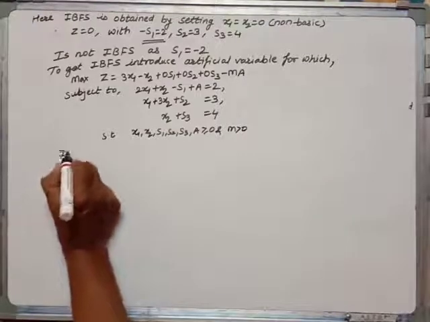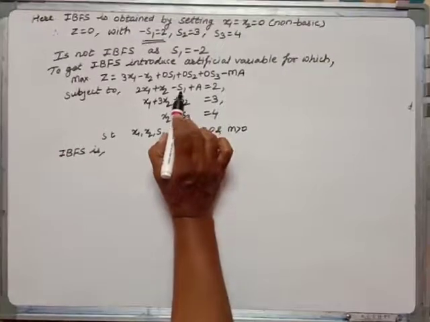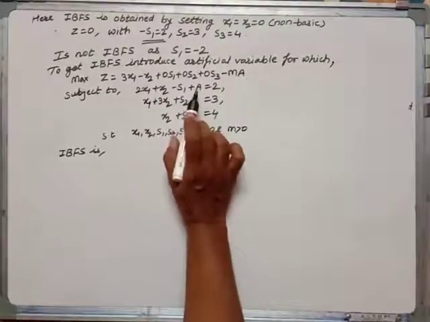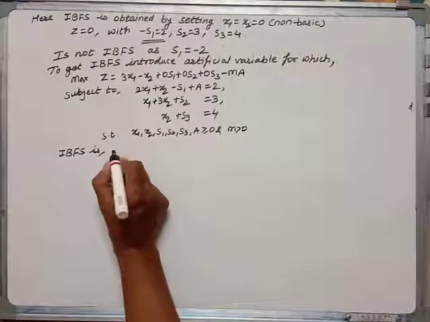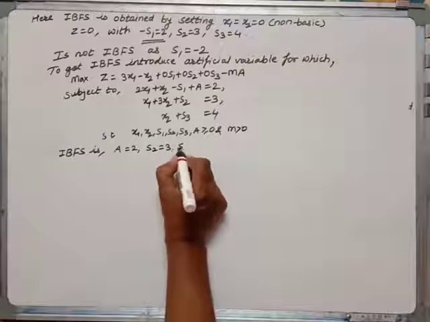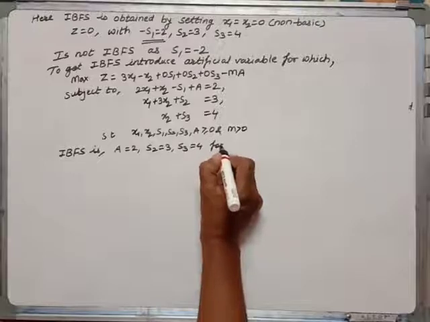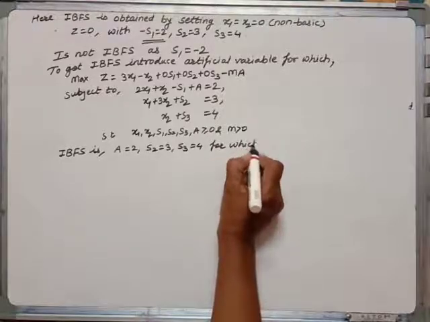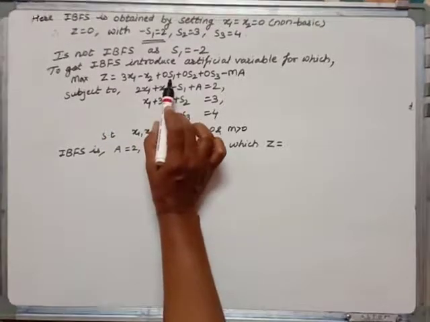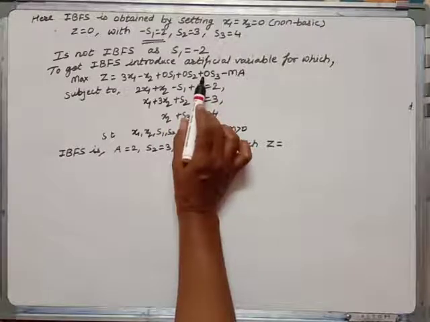Therefore, the initial basic feasible solution is, now we take this s1 also 0 here. So x1, x2, s1 will become non-basic. Now this A will become basic. So IBFS is A equal to 2, s2 equal to 3, s3 equal to 4, for which what is z? Look at z. x1 is 0, x2 is 0, s1 is 0, whatever s2 but the coefficient is 0, whatever s3 but the coefficient is 0.